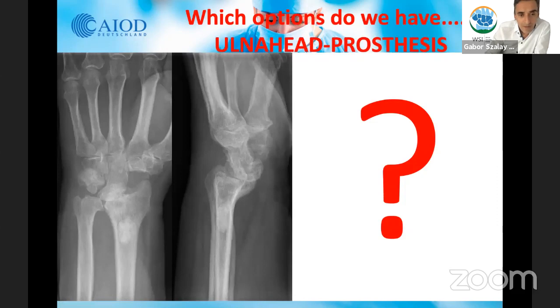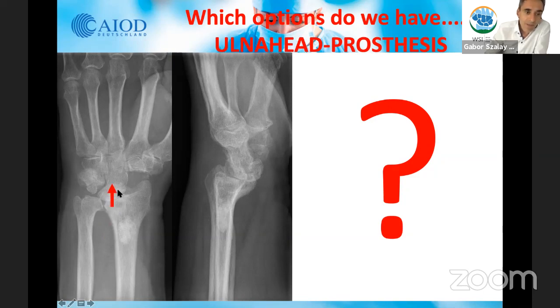So now here a special case. I did about 1 year ago, an 80-year-old woman, situation after four corner fusion, and you see the problem of the distal radius ulnar joint. You see the ulnar impaction syndrome. You see here a problem between ulnar radius and lunate.